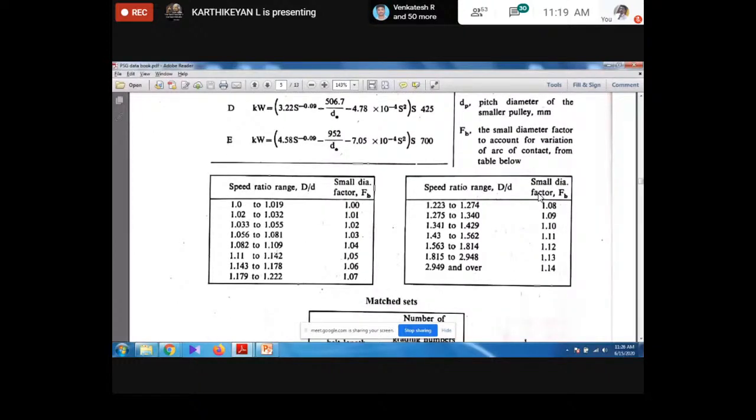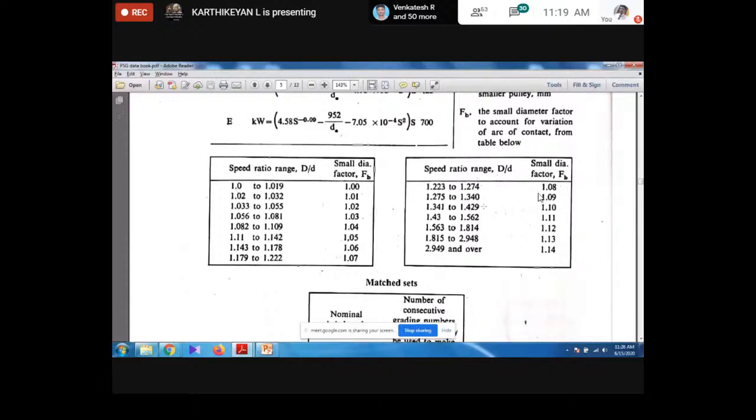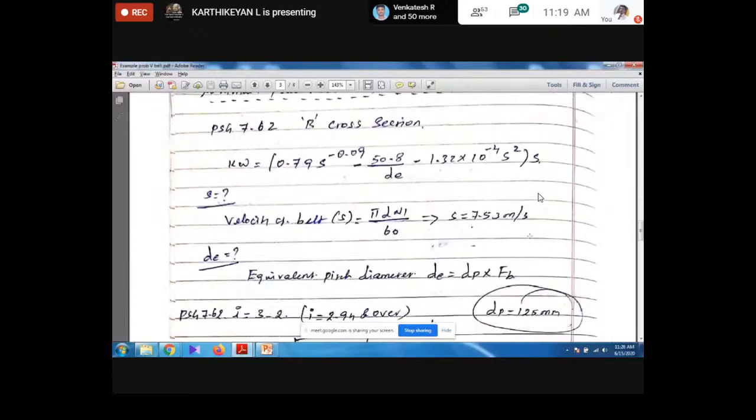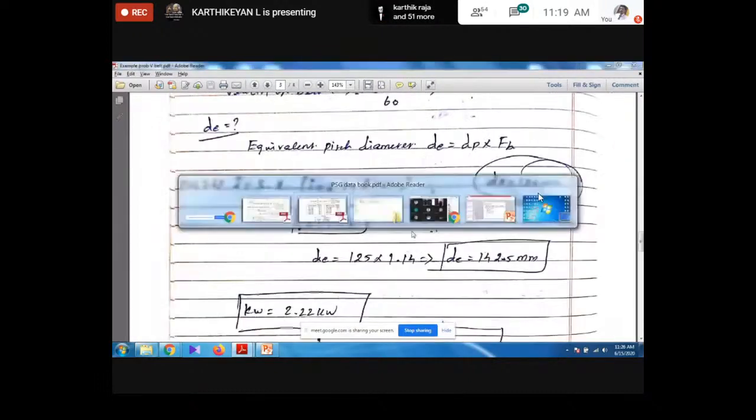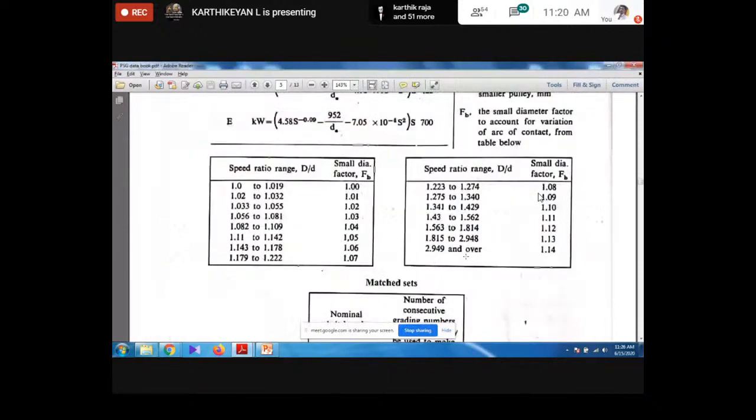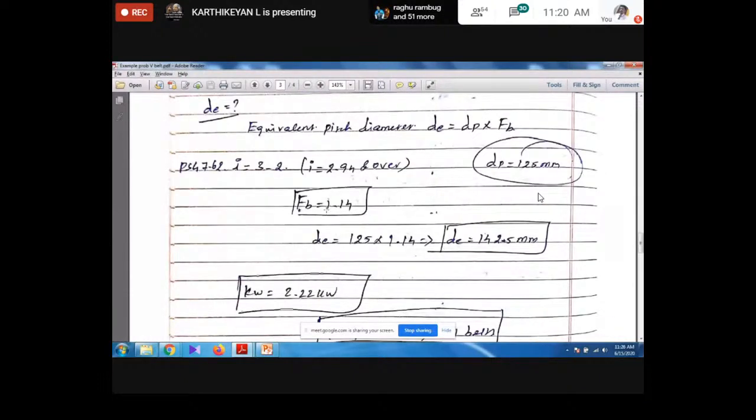So our i value is about 3.2, right? I value is about, this one. So i value is about 3.2. It is nearest to 2.949 and over. My i value comes under this category. So I can select the FB value of 1.14. So I know the value of FB, 1.14. By multiplying these two things, I can calculate the equivalent diameter.